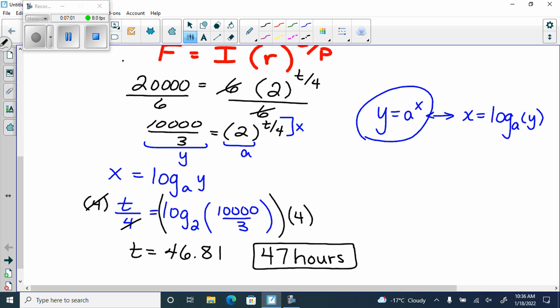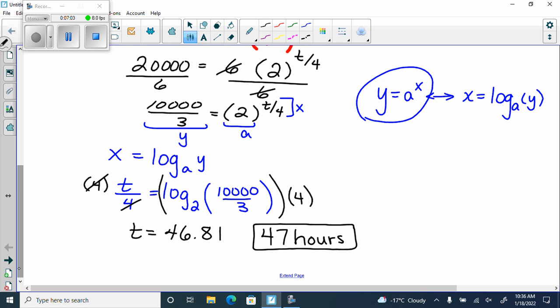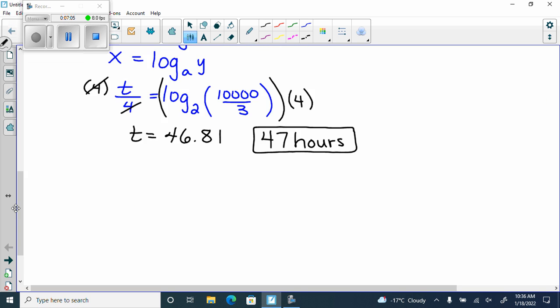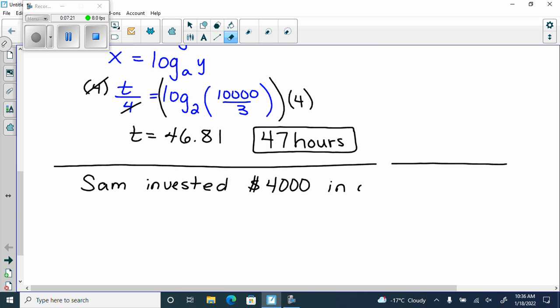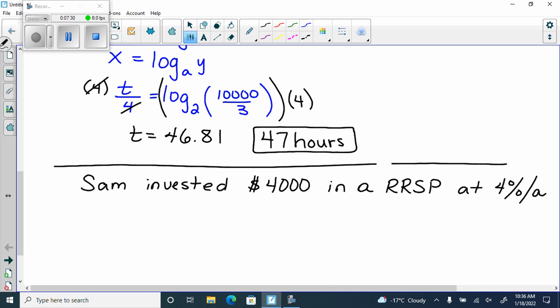I was like, what? Okay, what if I give you this one? Sam invested $4,000 in an RRSP at 4% per annum, that's just per year, compounded semi-annually.